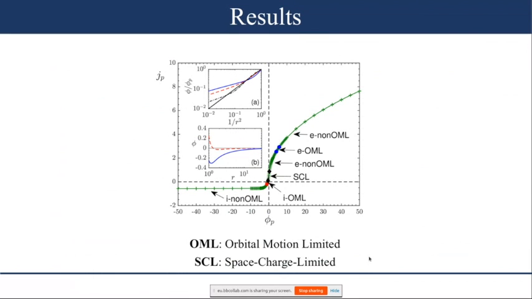Here you see one of those 18,000 current voltage characteristics we computed, and different operational regimes are identified. For example, in inset B, you see the potential profile where the region is space charge limited, or for example, in inset A, you see the non-OML and OML regimes.